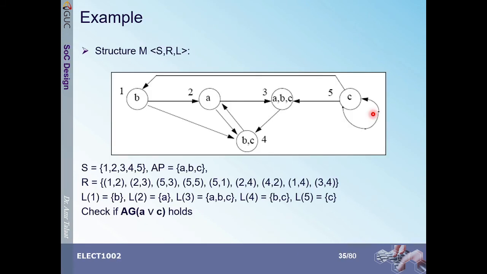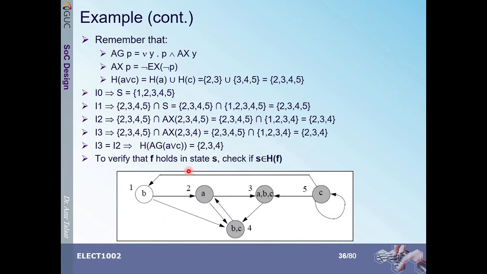Okay. Let's see this Kripke structure, and I will try to calculate AG of A or C. It's simple. AG of B is mu of y dot B and AX of y. Okay, there is a famous rule that I respect and I want you to always remember. It's essential. AX of B is equal to not EX of not B.